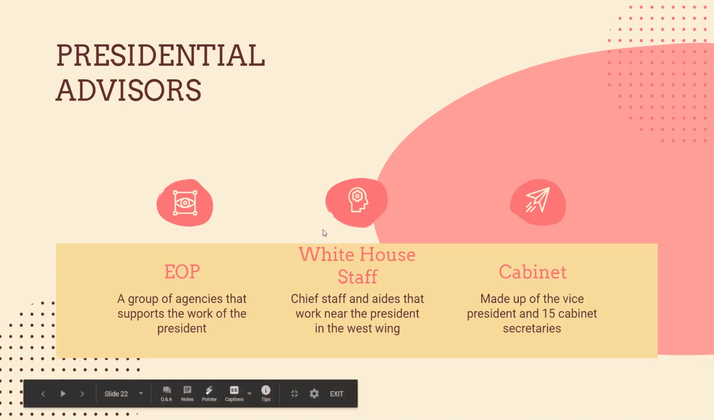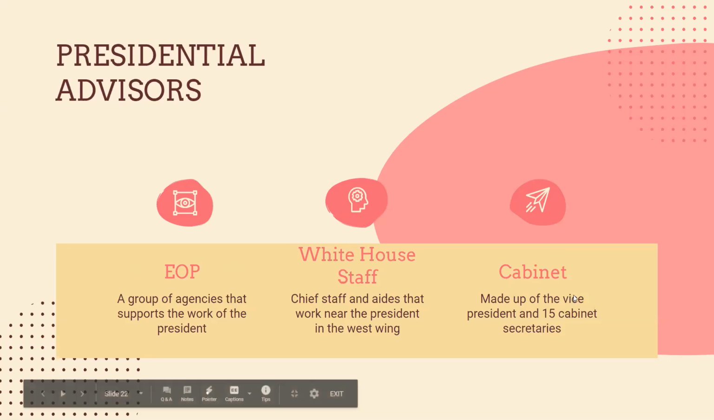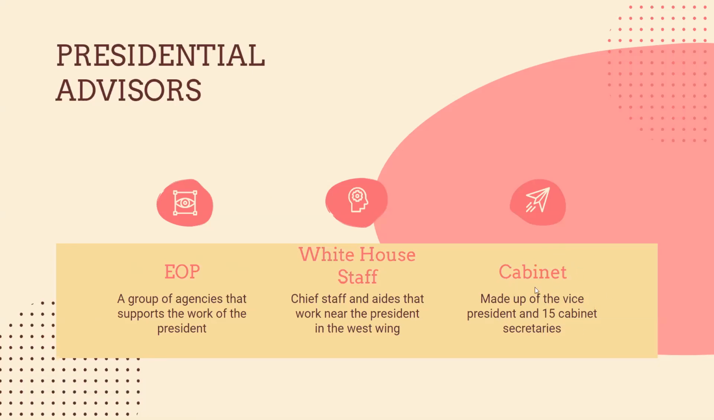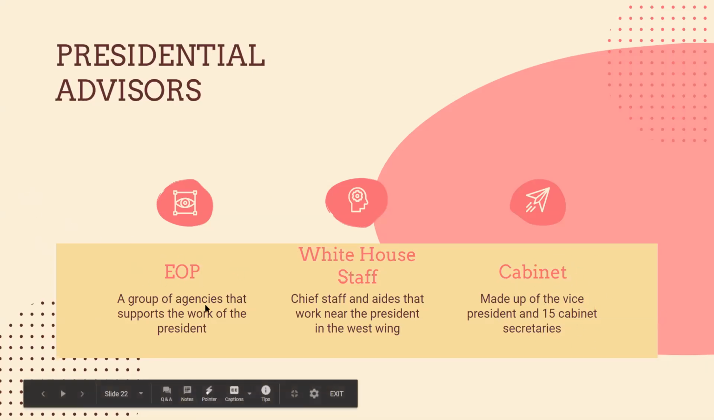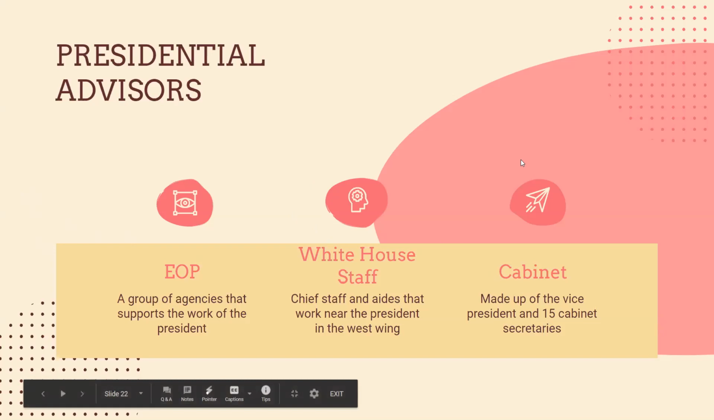And then we have the White House staff. It's the chief of staff and aides that work near the president in the West Wing. And then we have the cabinet, which is made up of 15 cabinet secretaries and the vice president. I believe these 15 secretaries are in charge of the agencies here, but I'm not too sure. I'll have to double check. So these are all of the people that help the president get policies made, and they advise the president.